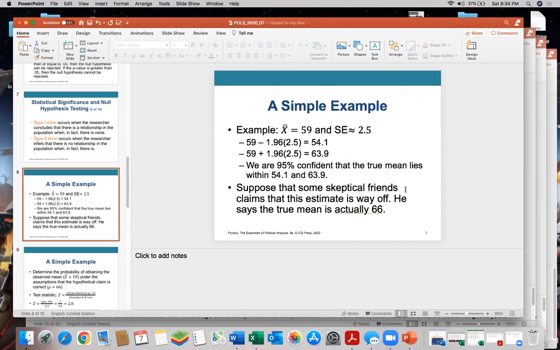In here we have what we went over before. If we have any problems, this is how I expect us to solve them. X bar equals 59, standard error is 2.5. We get our upper and lower bounds of 54.1 and 63.9. We are 95% confident the true mean lies within 54.1 and 63.9. Then this is the example where someone else says, oh no, it's 66.